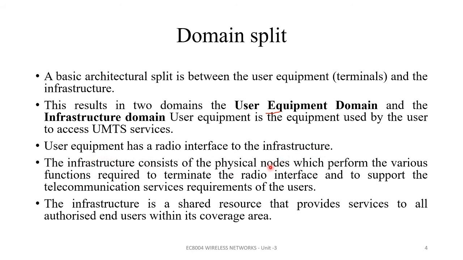The infrastructure consists of physical nodes which perform the various functions required to terminate the radio interface and to support the telecommunication service requirement of the user. In the sense, if I'm going to start communicating, that is started, and after finishing my communication, it has to get terminated, and those things will be taken care of by my user equipment. The infrastructure is a shared resource that provides service to all authorized end users within the coverage area. So within the coverage area, I am able to communicate between the end users.